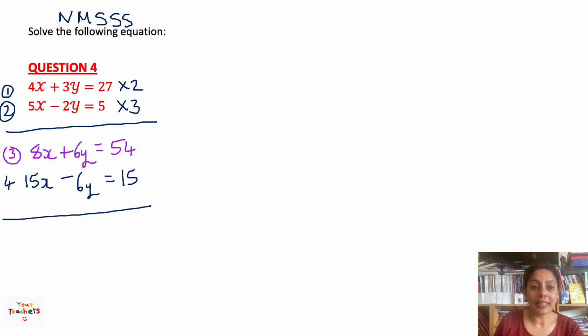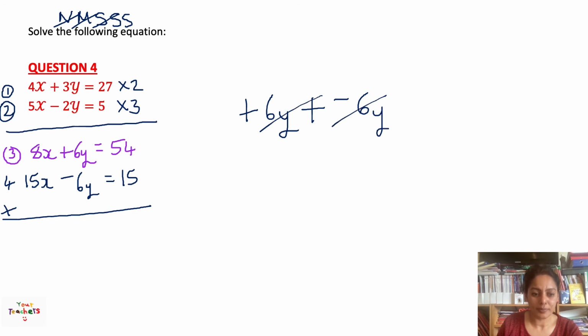Now, normally we subtract when we've got two plus equations, but this time we've got a subtraction. So we're going to do the opposite. We're going to add these two, because it's going to mean 6y, subtract, add minus 6y, and that will cancel it out.